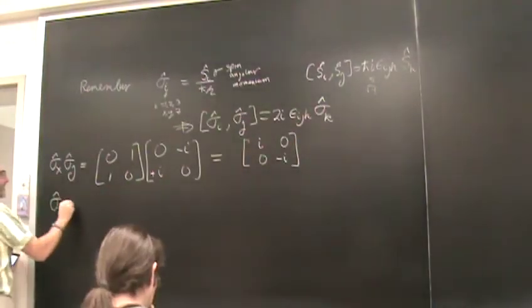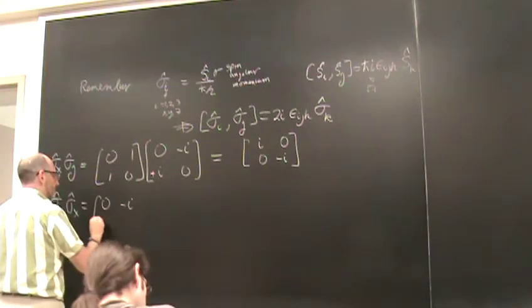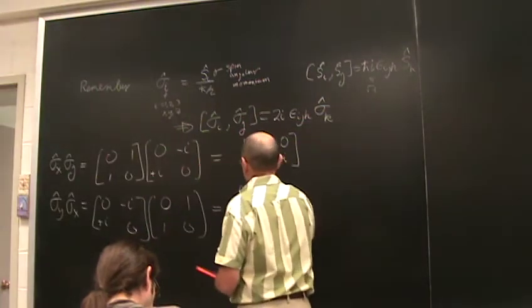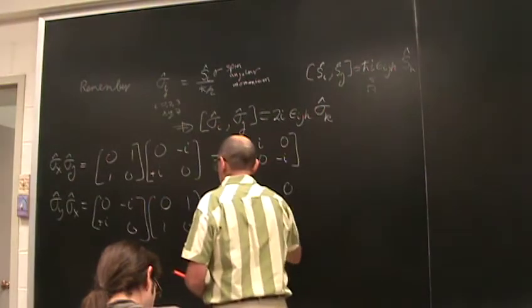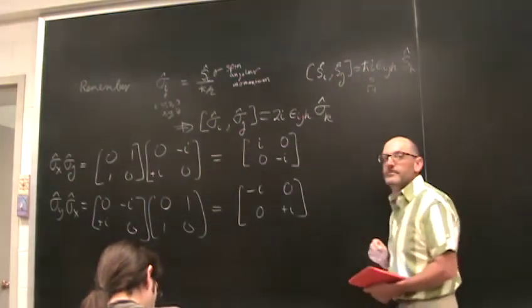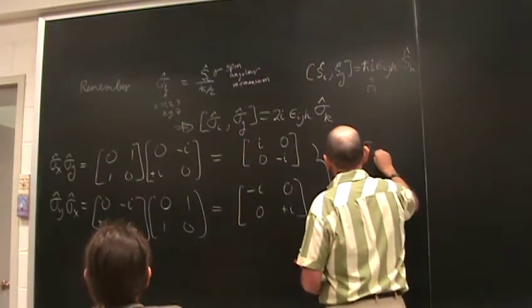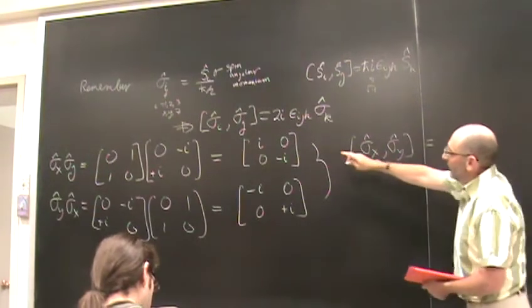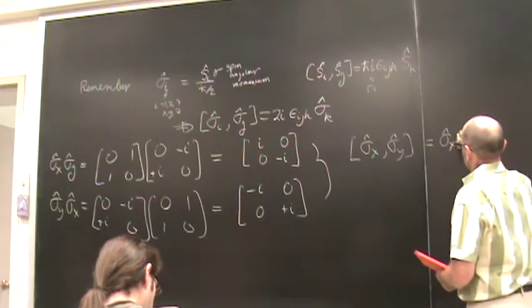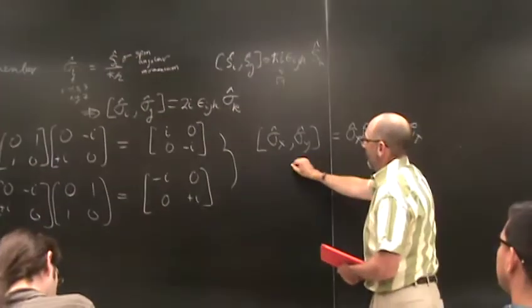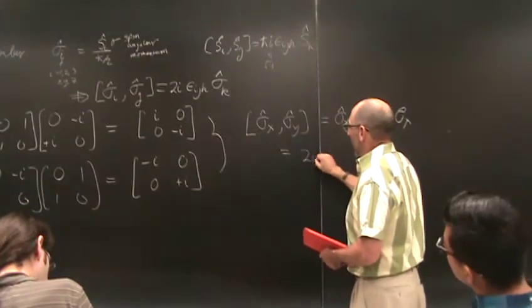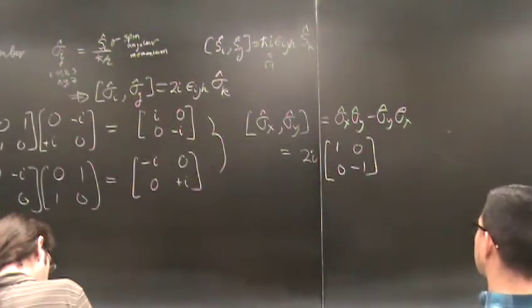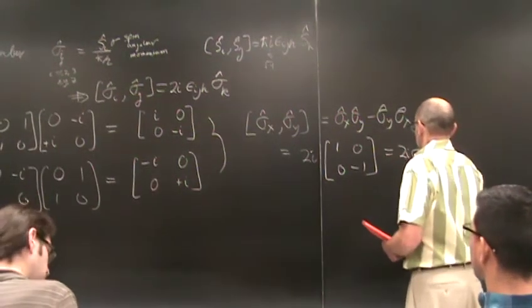And sigma y times sigma x is equal to minus I, 0, 0, plus I. So that tells me then that the commutator of these two is equal in this representation to this minus that, which is equal to 2I, 1, minus 1, 0, 0, which is equal to 2I sigma z. Yay!